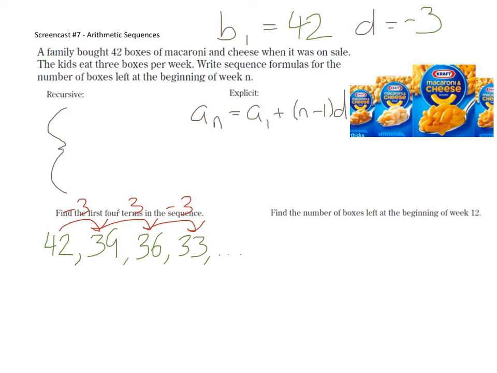So don't think the common difference has to be a positive number. Oh, no, no, no. It can be positive or negative. That's fine. In this case, because the sequence is going down, it happens to be a negative number. So there you go. Now that we have that, not only have we answered the first question, which asks us to find the first 4 terms in the sequence, we can now easily create the recursive, the explicit, and then finally find the number of boxes left at the beginning of week 12.